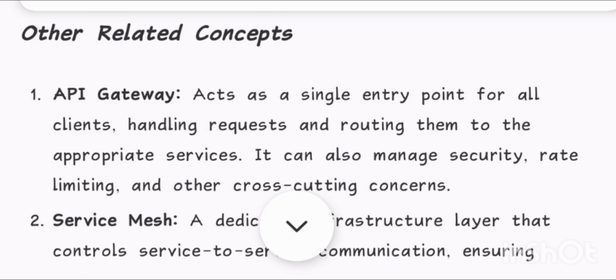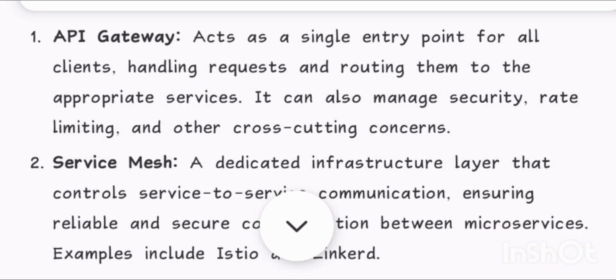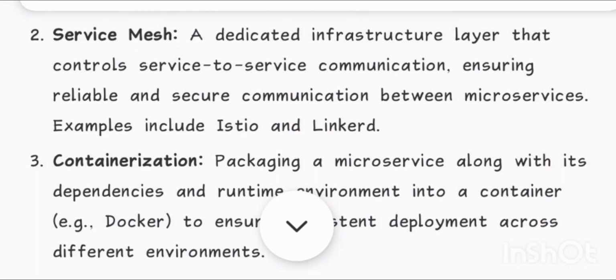Other related concepts. 1. API gateway acts as a single entry point for all clients, handling requests and routing them to the appropriate services. It can also manage security, rate limiting, and other cross-cutting concerns. 2. Service mesh, a dedicated infrastructure layer that controls service-to-service communication, ensuring reliable and secure communication between microservices. Examples include Istio and Linkerd.